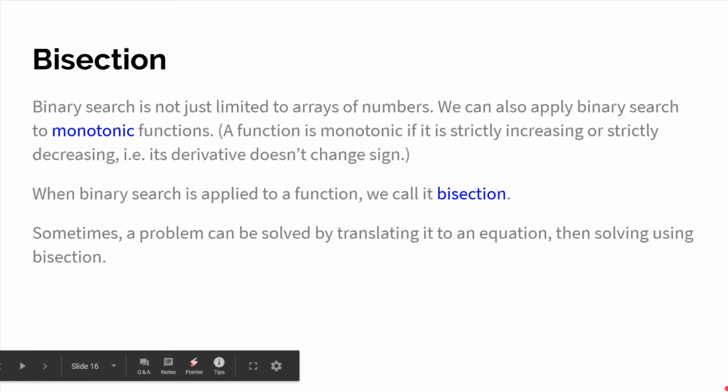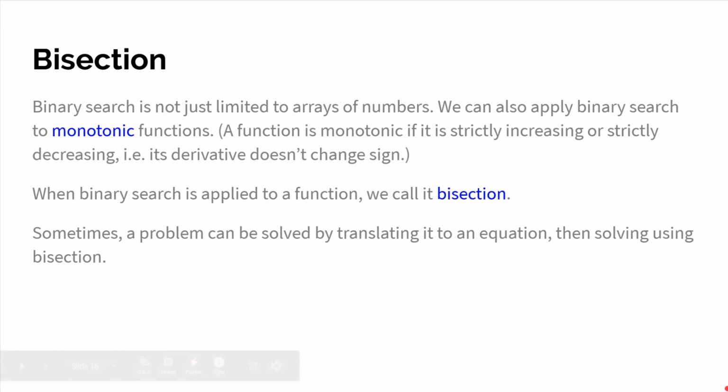All right, so finally, we're going to talk about bisection. Binary search isn't just limited to arrays of numbers. We can also apply binary search to functions, not limited to integers. A function is called monotonic if it is strictly increasing or strictly decreasing. You can sort of think of it like the function is sorted. It either always goes up or always goes down. So we can do a binary search on it. And when binary search is applied to a function like this, we call it bisection. Sometimes a problem can be solved by translating it to an equation, then solving using bisection.